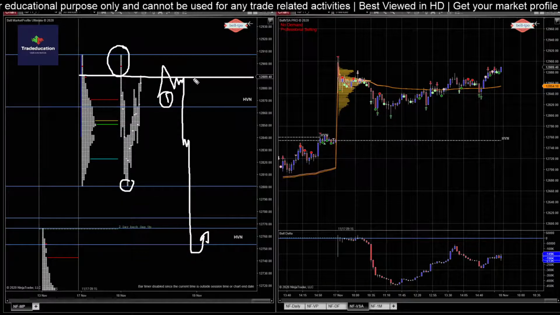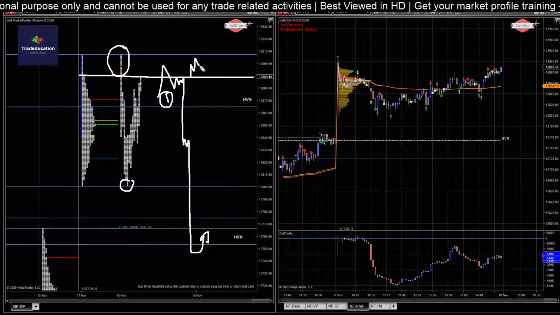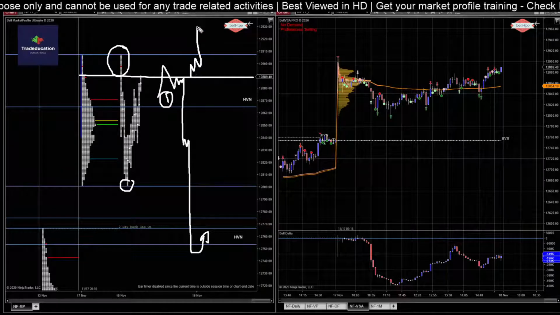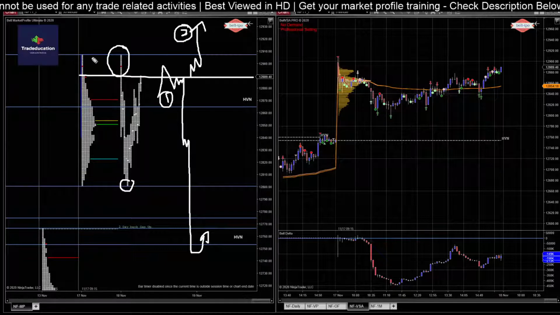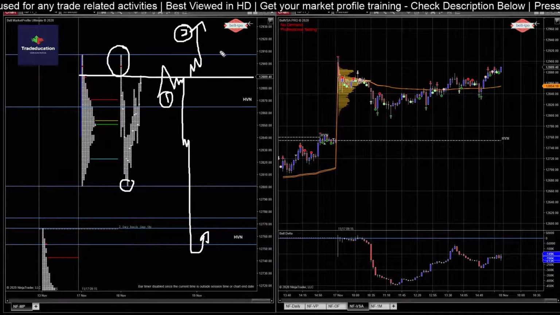The second auction development path which I'm anticipating is that the auction opens above the close and continues higher, because there are stops which are built there.